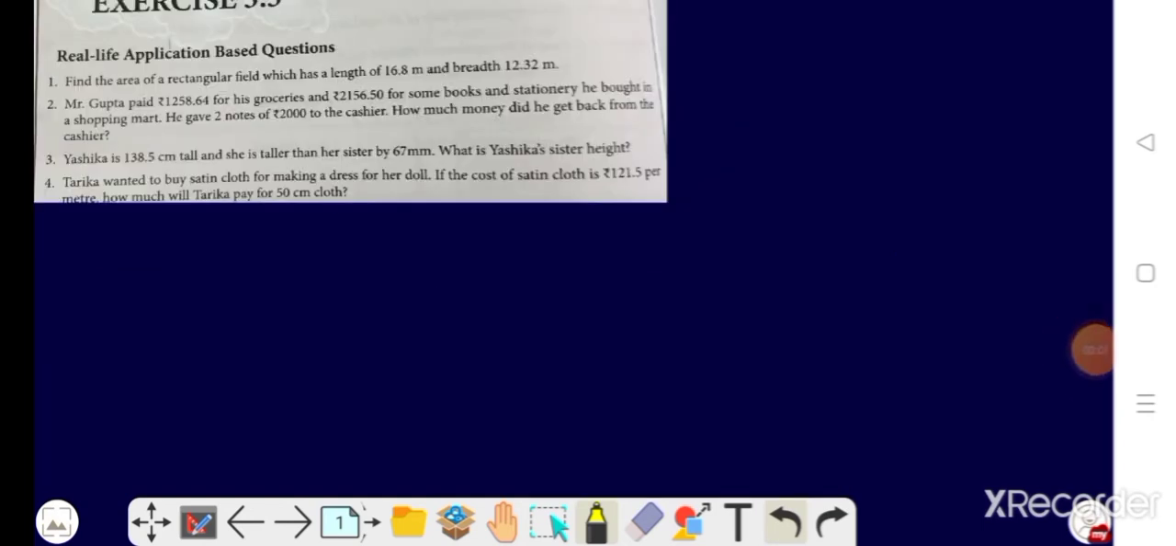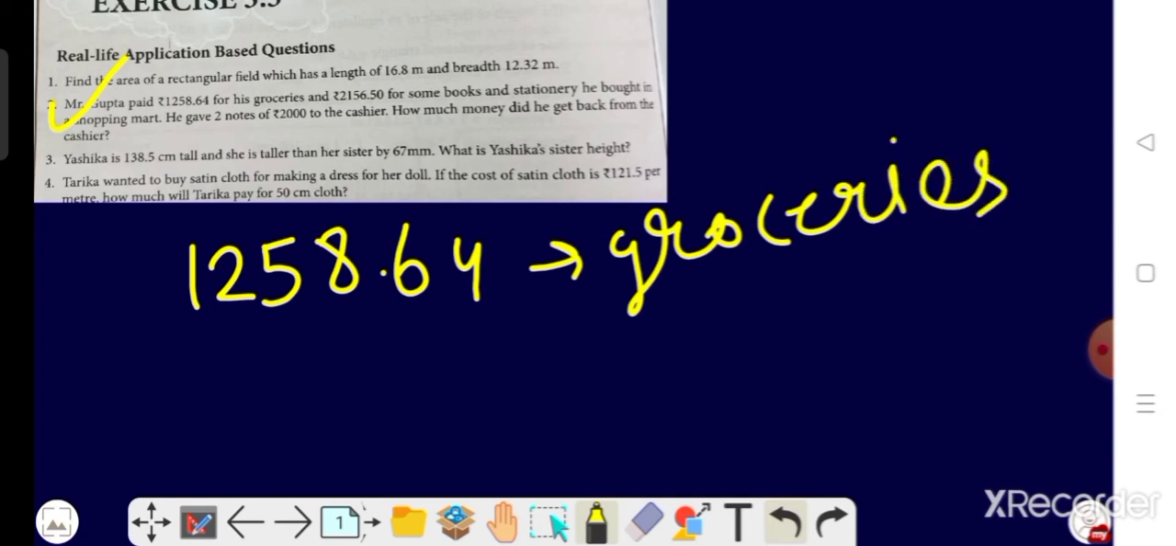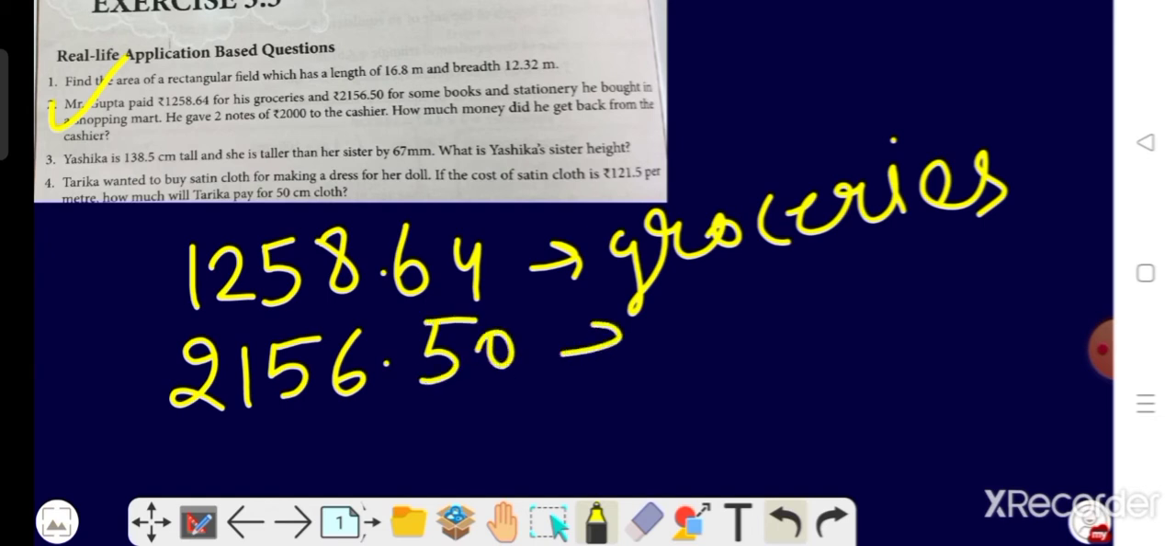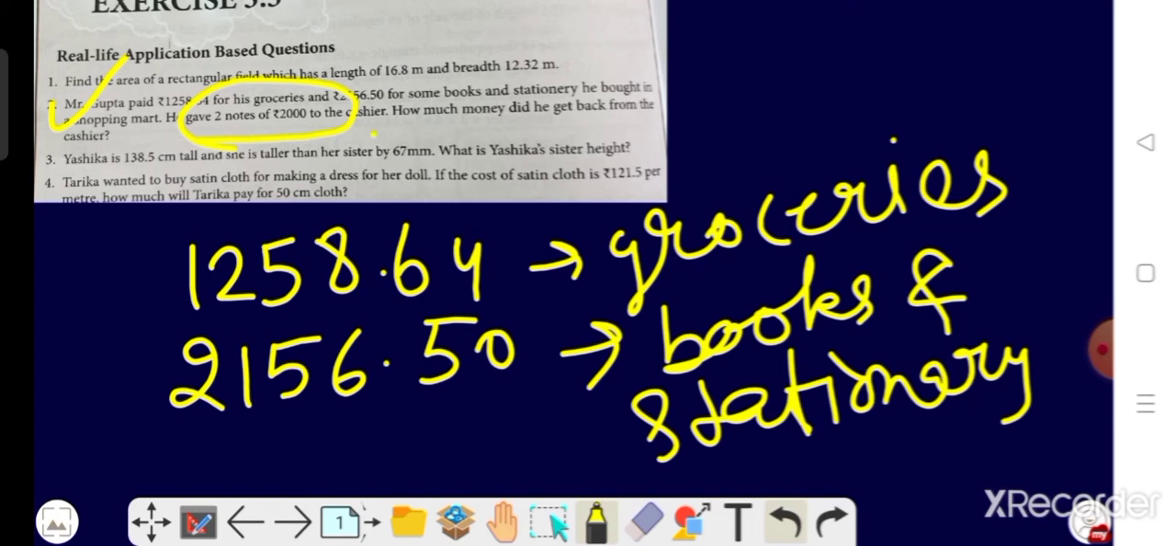Look at the second question beta. In the second question, Mr. Gupta paid 1258.64 rupees for groceries and paid 2156.50 rupees for books and stationery. After that he gave two notes of 2000 rupees to the cashier. Then we have to calculate the money that he gets back from the cashier.